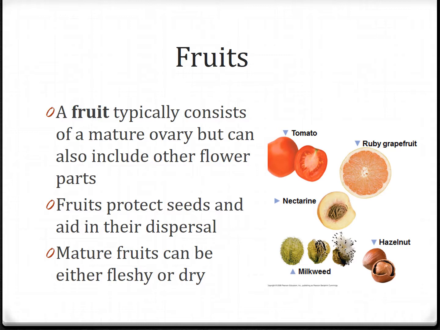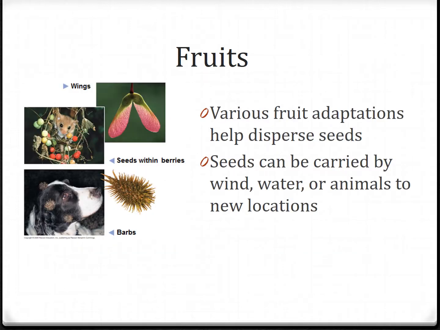And the whole point of the fruit is to protect the seed, but it also helps with the dispersal of the seed. So as I mentioned before, animals will oftentimes eat the fruit, and when they eat the fruit, they tend to eat the seeds as well, which allows the seed to be deposited in a nutrient-rich environment after it passes through the digestive tract of that animal. And your fruits can either be fleshy, like a tomato, or dry, like a hazelnut. So as I said before, there are different ways that the fruits can be dispersed.